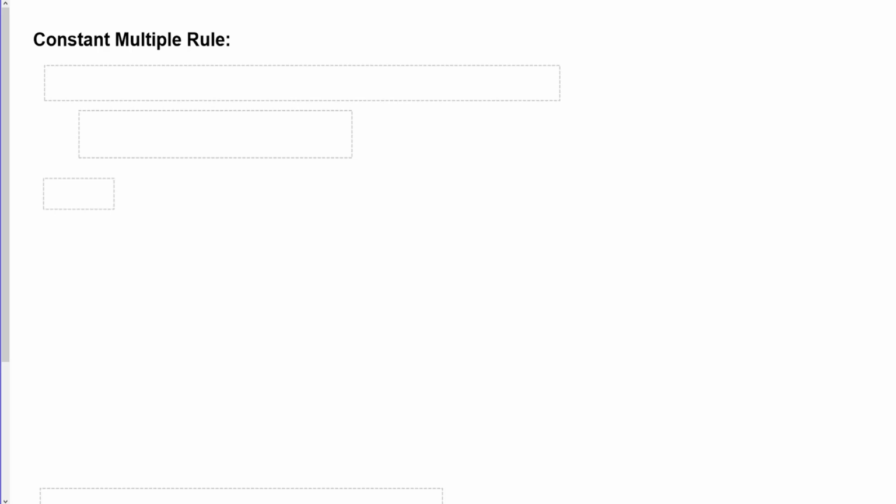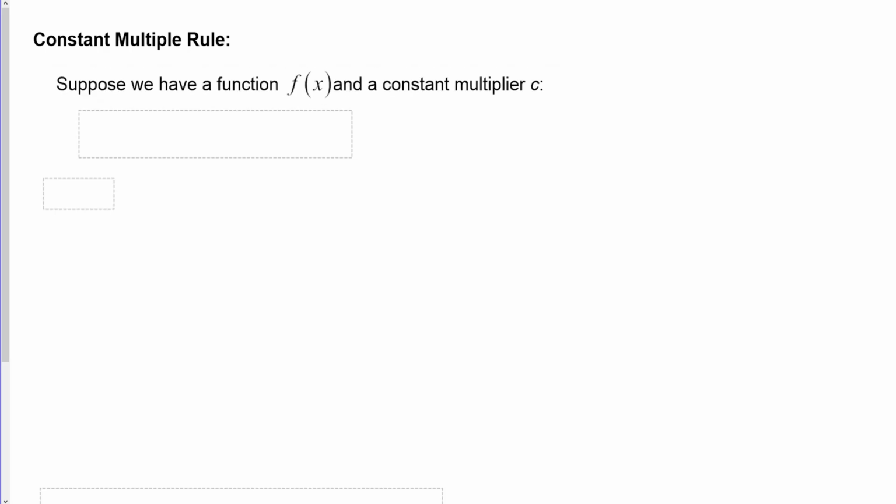The constant multiple rule. So suppose we have a function f of x, which could be linear, quadratic, or any other type of function, even cosine x, sine x, really, but it has some multiplier c. The rule is the derivative of some constant times any function is just equal to the constant times the derivative, which effectively means you can ignore constant multipliers and just do the derivative of the function to make everything a little bit easier. So let's see how that works out, and we do a proof.